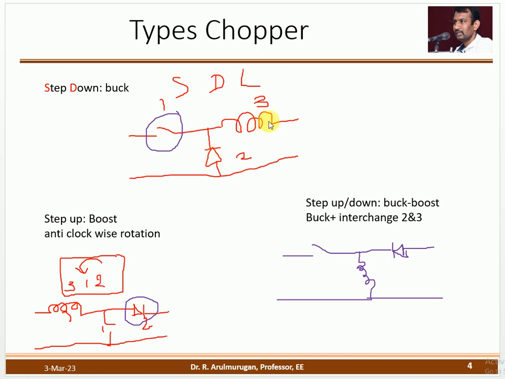If you rotate anti-clockwise, 1, 2, 3 becomes 3, 1, 2. So draw the diagram: the third one is inductance, then 1 is the switch, and the other one is the diode. So you will draw it like this. This is about the step down converter you will get. Then we will see what the buck converter is and what the boost converter is.